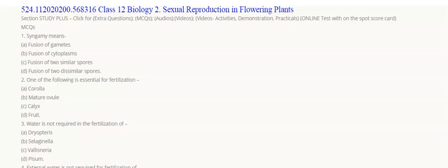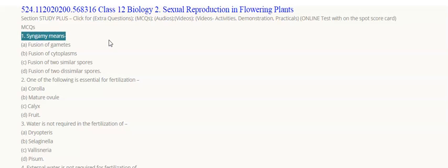We start with our question number 1. Syngamy means fusion of gametes, fusion of cytoplasms, fusion of two similar spores, and lastly fusion of two dissimilar spores. So this is a very basic question. Answer A we will go with, that is fusion of gametes, where male and female gametes fuse. The process is called fertilization, and subsequently it leads to embryo formation.